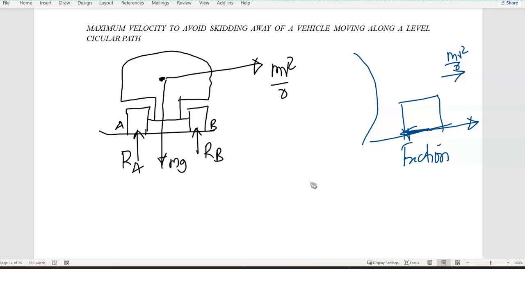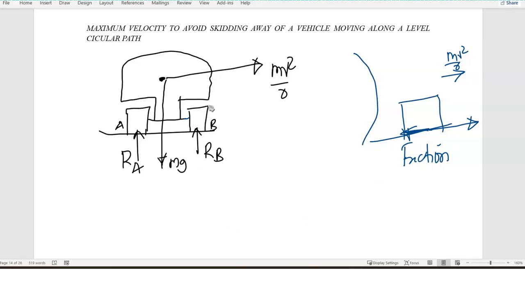To avoid that, the frictional force must always be greater. So if it is greater than mv squared out of r, then you will have no skidding away. But should we increase our speed, we are going to reach a limiting value while negotiating that corner. To avoid skidding, the maximum speed is going to be obtained when there is a state of equilibrium between mv squared out of r and the friction force.